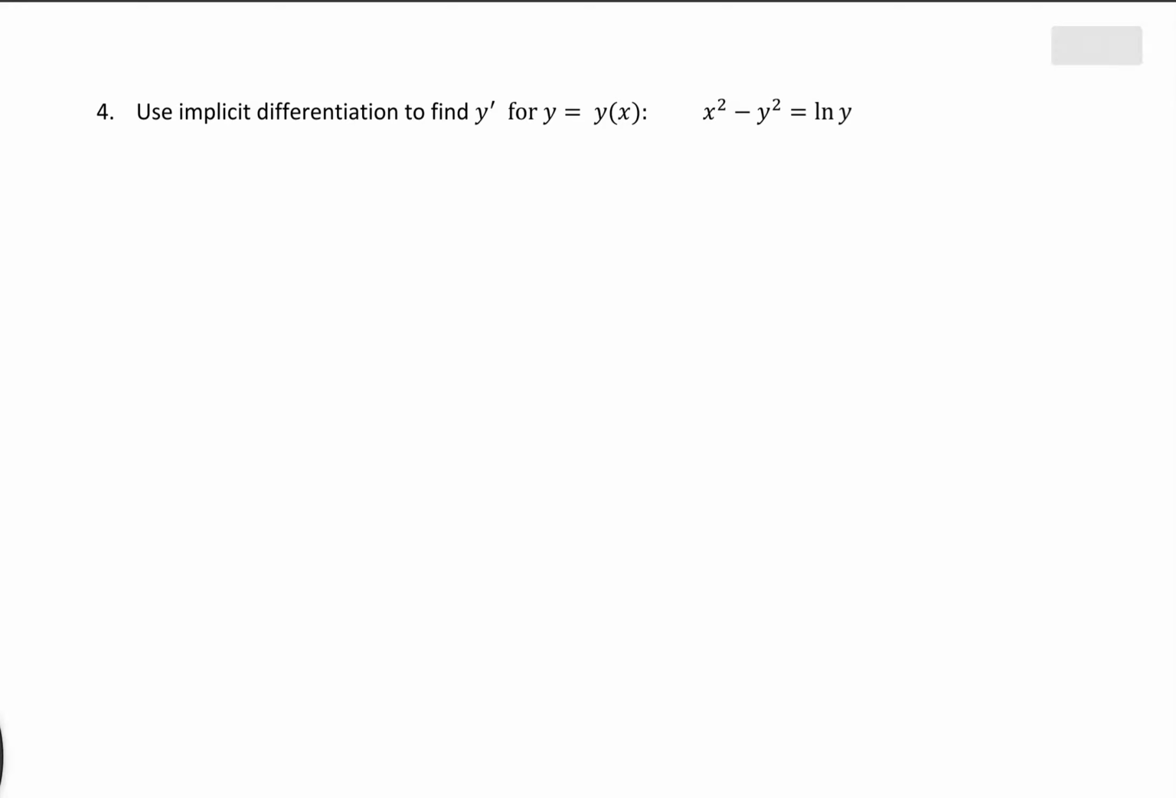Use implicit differentiation. So right away, your brain is like implicit, as is. Don't change the given equation. So this means use given equation as is. And then we're being asked to find y prime, and that's it. Find y prime.